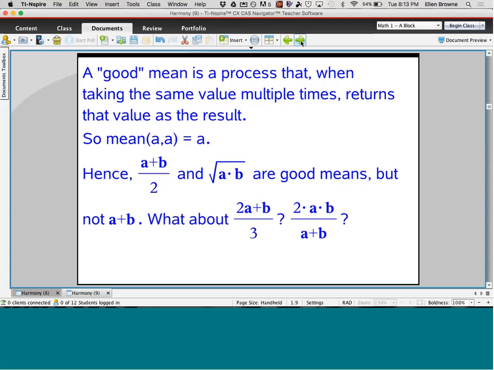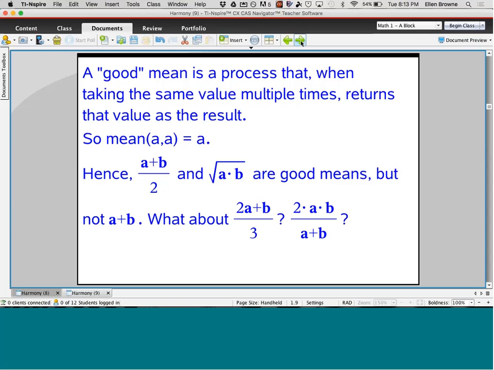2 times a times b over a plus b. A little bit more complicated. So let's try again, 3 and 3. 2 times 3 times 3 is 18. 3 plus 3 is 6. 18 divided by 6, we're back to 3. So that's a good mean. And in fact, that's a very special mean.